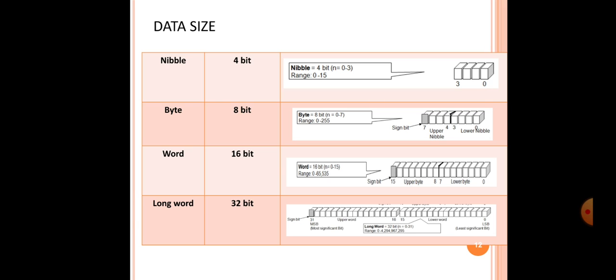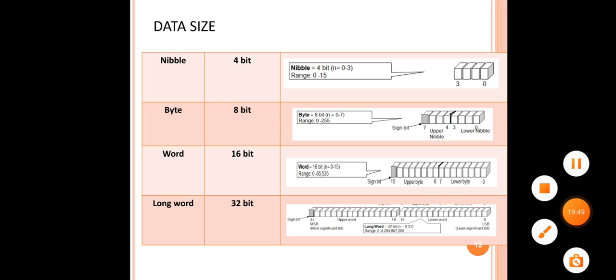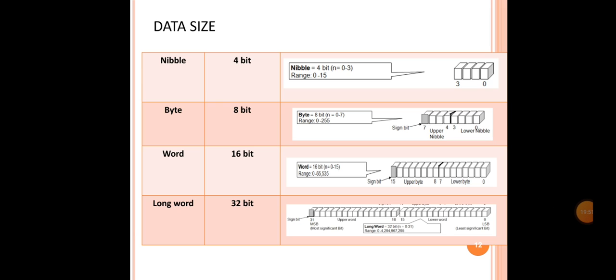A byte is 8 bits. In digital electronics, I think you know what bits and bytes are, but I will explain again. So what is 8 bits? It is bits 0 to 7. You can see the sign bit, lower nibble, and upper nibble. The range goes from 0 up to 255, so in total there are 256 levels.